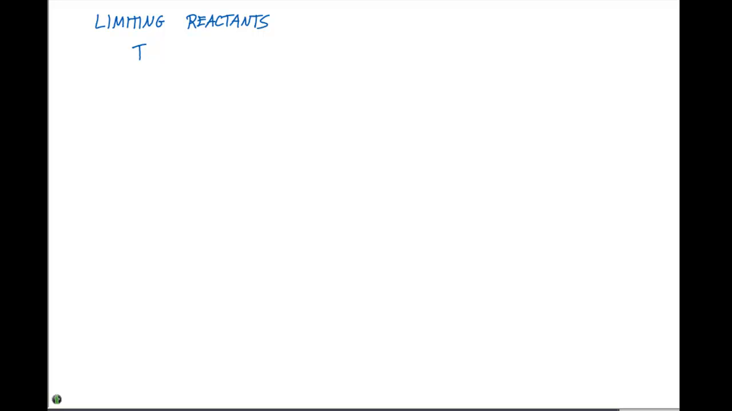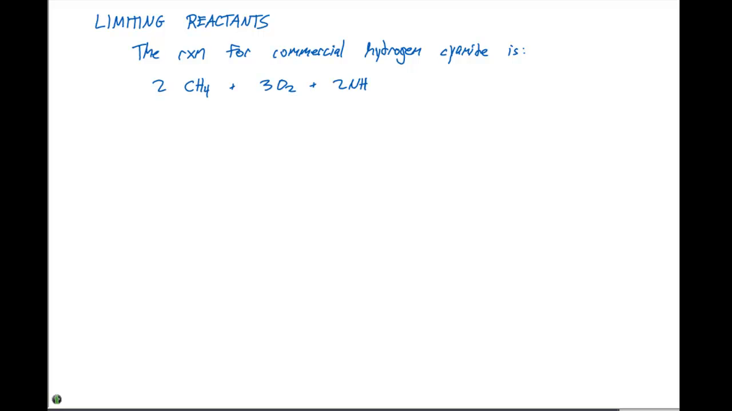So we can say that the reaction for commercial hydrogen cyanide is 2CH4 plus 3O2 plus 2NH3 giving 2HCN plus 6H2O.